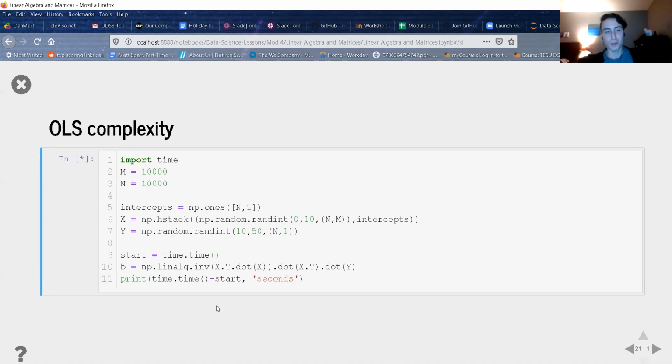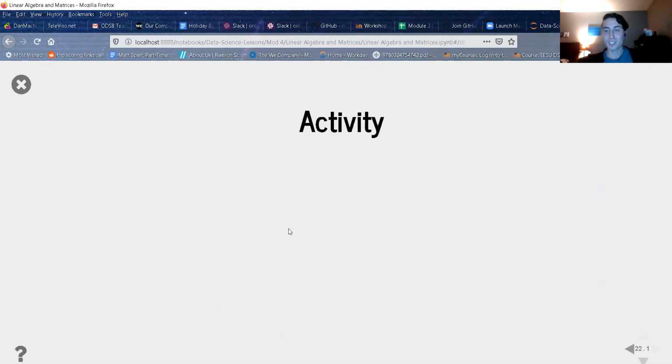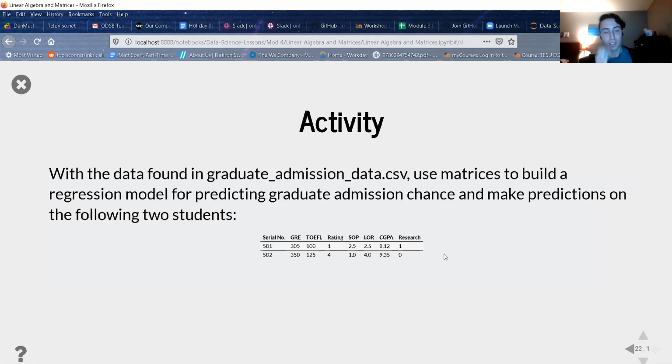Well, I'll leave that run and go on here to the activity. So this activity is going to bring together a couple different things. You're going to have to go back and do what we did, doing a regression using matrices. But this time, instead of a regular singular linear regression, it's going to be a multiple linear regression.